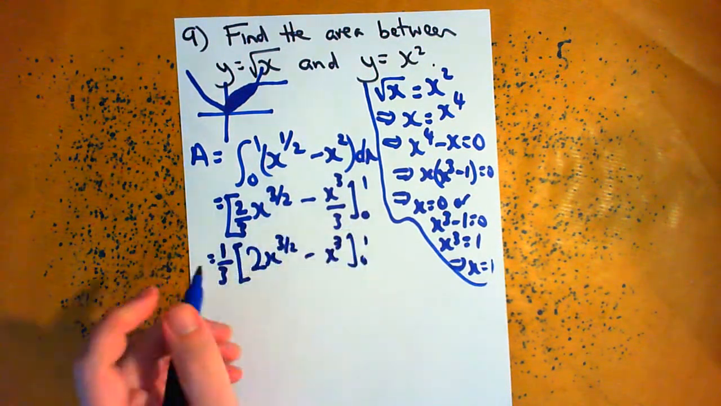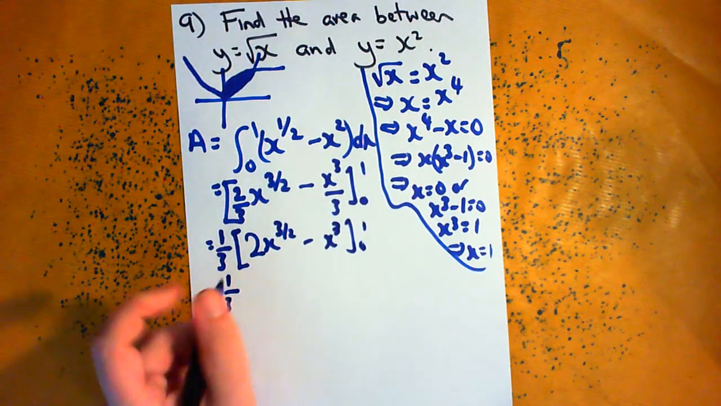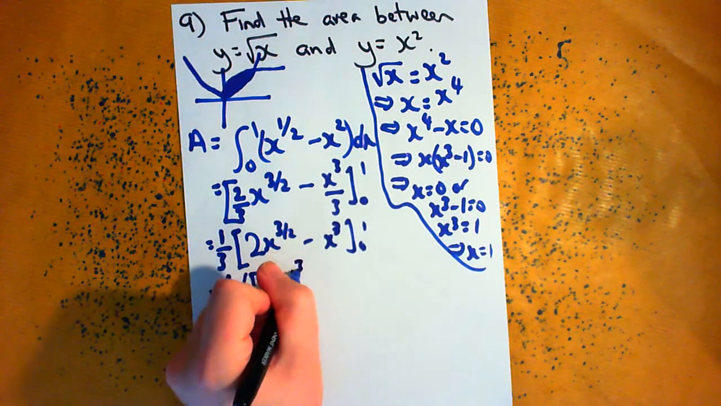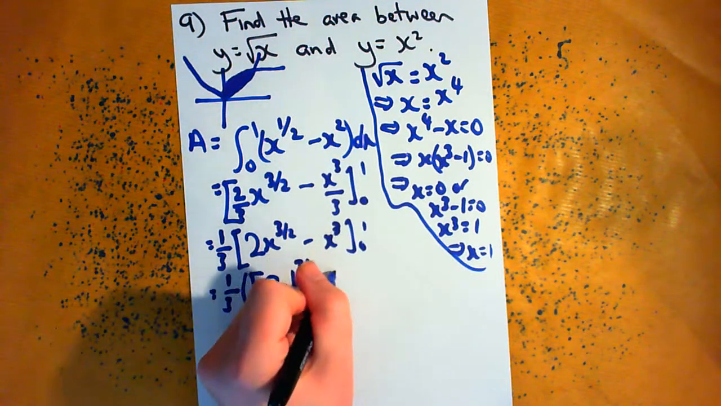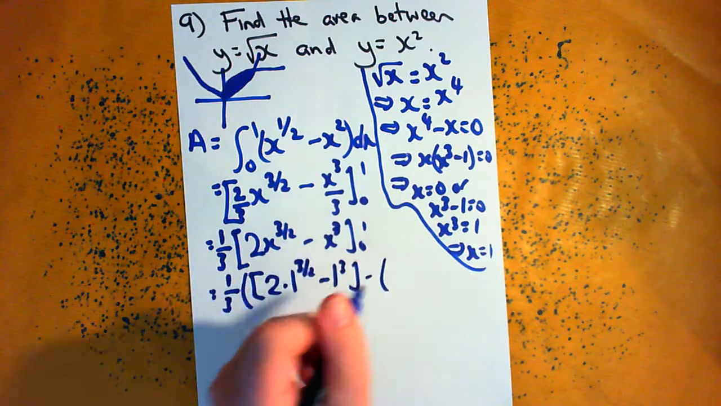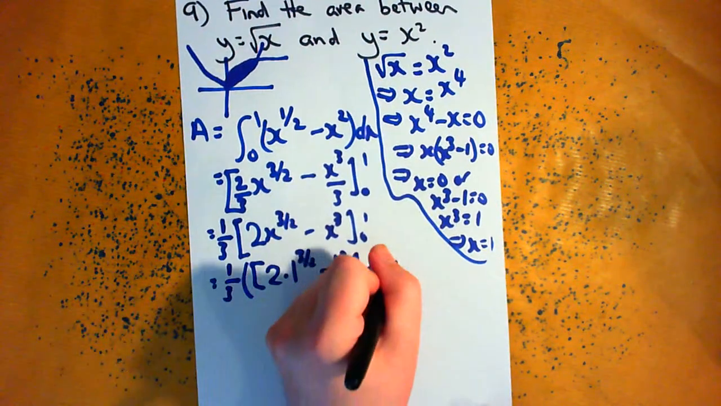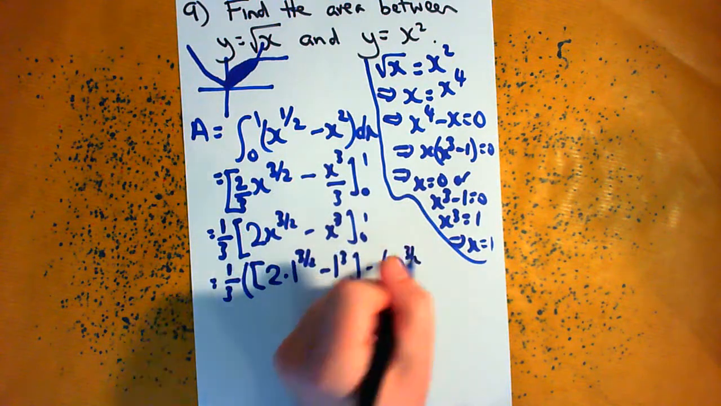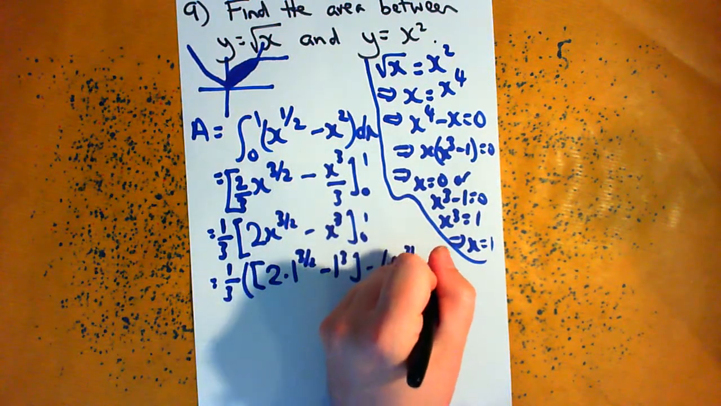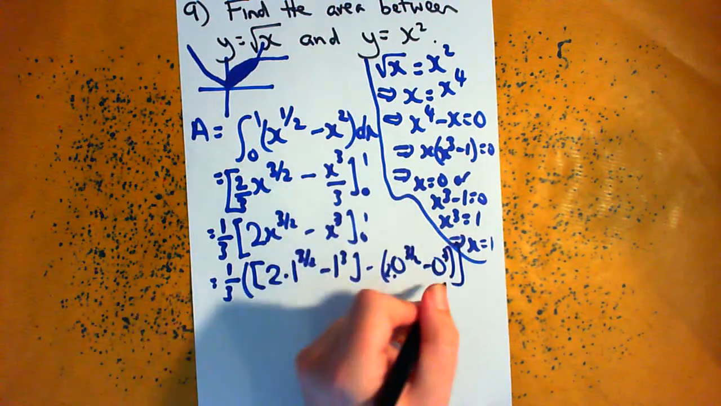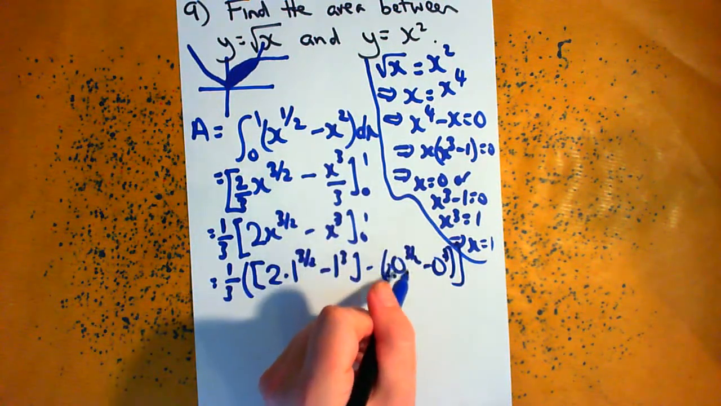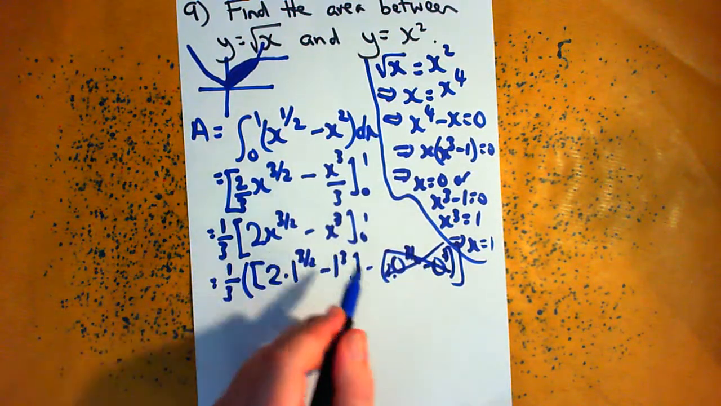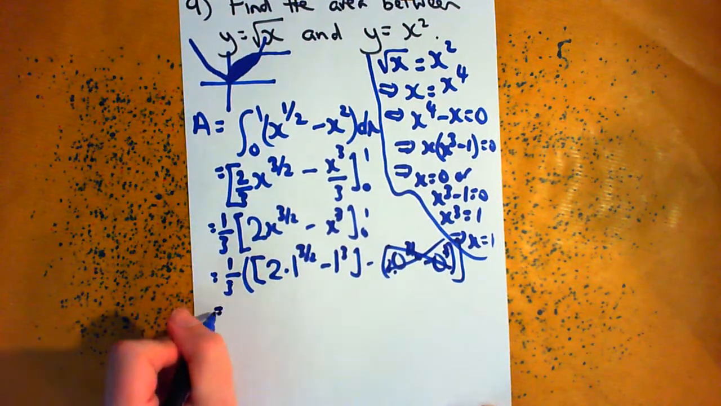That's between 0 and 1, which gives you 1/3 of, this is going to be 2 times 1 to the 3 upon 2 minus 1 cubed, minus 2 times 0 to the 3 upon 2 minus 0 cubed. Okay, so 0 cubed is 0, and 0 to the power of 3 upon 2 is 0, so that whole bracket is 0. So it's only going to be determined by this first bracket.